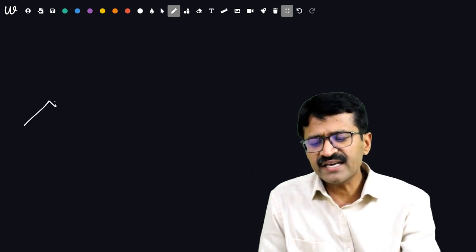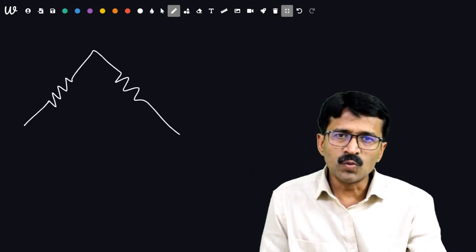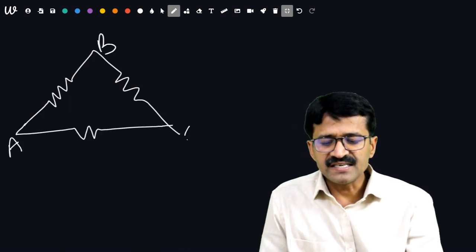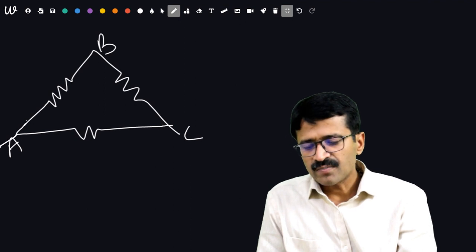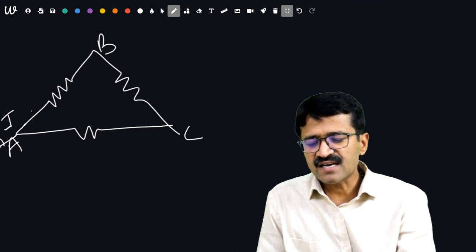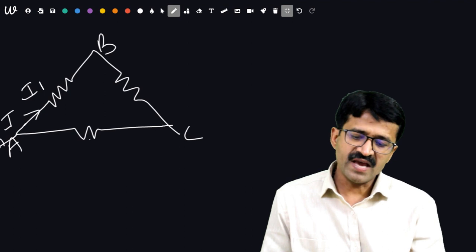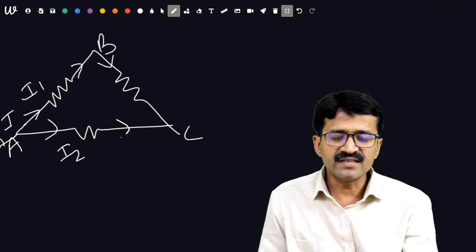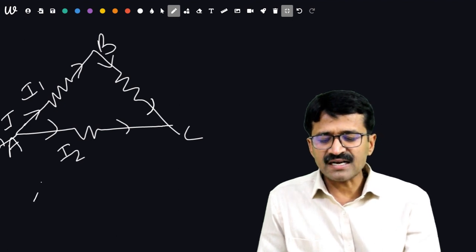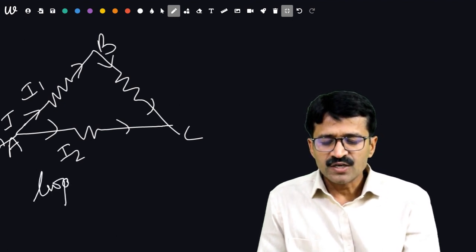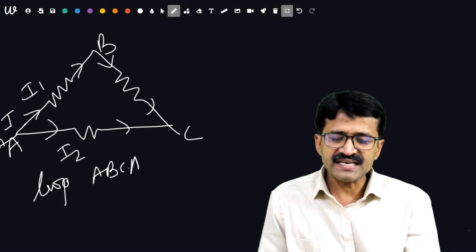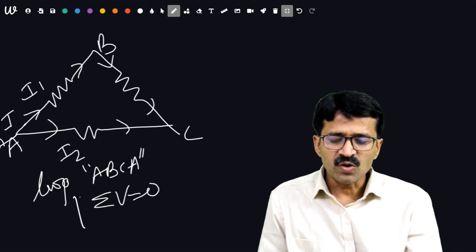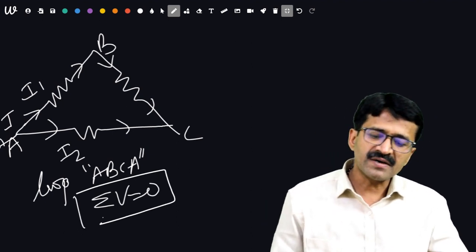Like we are taking an example. This is a loop, a closed loop, and here A, B, C are its points. Current I is coming here. This part is supposed to be I1. This part is supposed to be I2. This current will pass in this way, and we have to take a closed loop, that should be A, B, C, A. According to this loop, sigma V is equal to 0 because there are no EMF sources.